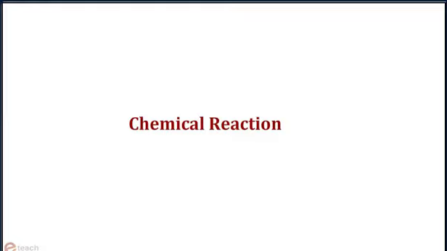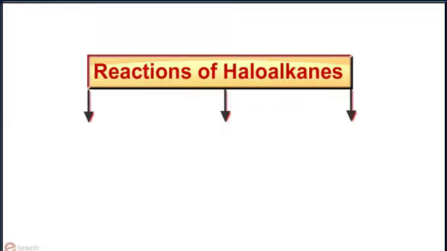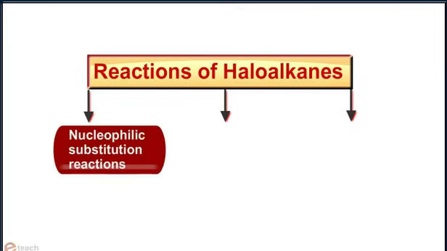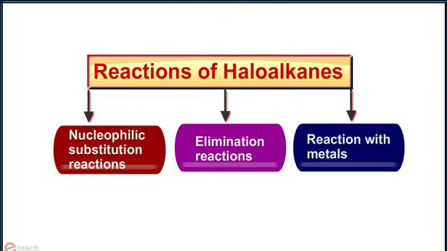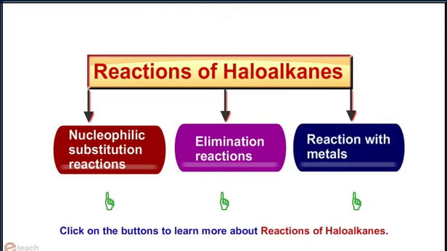Chemical reactions. Reactions of haloalkanes can be divided into three categories. The first one is nucleophilic substitution reaction. The second one is elimination reaction. And the last one is reaction with metals. Click on their corresponding buttons.